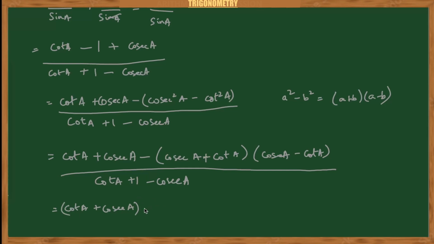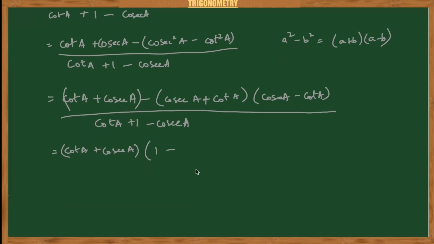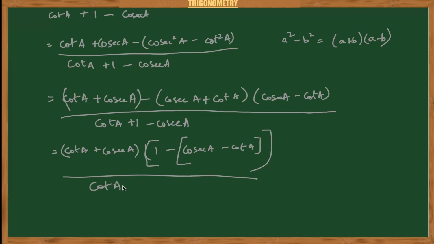This is the common factor which we have taken outside. So this expression becomes 1 minus, and let's further simplify it. This is the common which we have taken outside, so this becomes 1 minus, in a bracket, cosecant A minus cot A, divided by cot A plus 1 minus cosecant A.